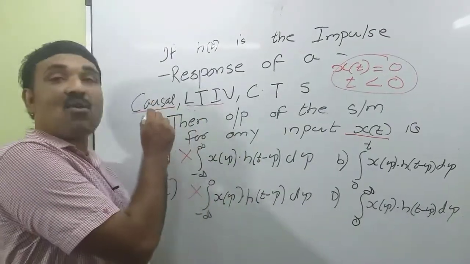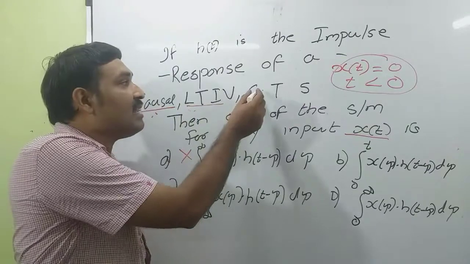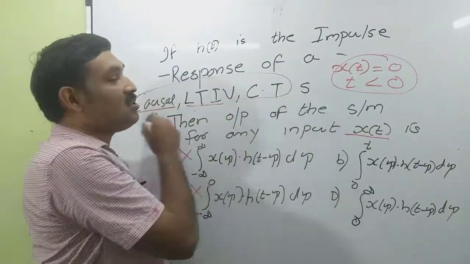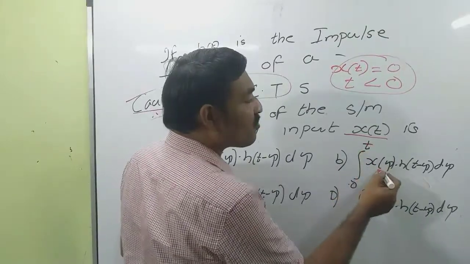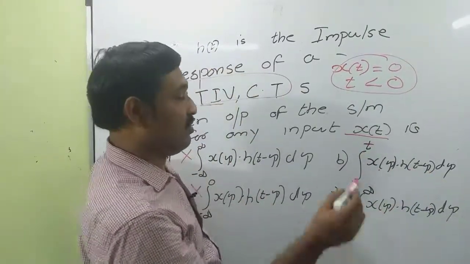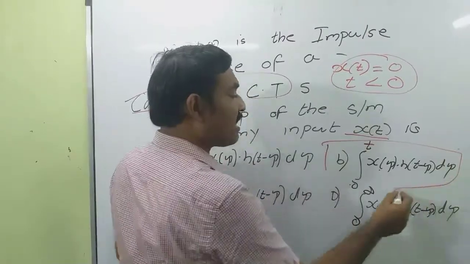Then this option is also wrong. Since this is a causal linear time invariant continuous time system, the convolution is integral from 0 to t of x of tau h of t minus tau d tau. So B is the correct option.